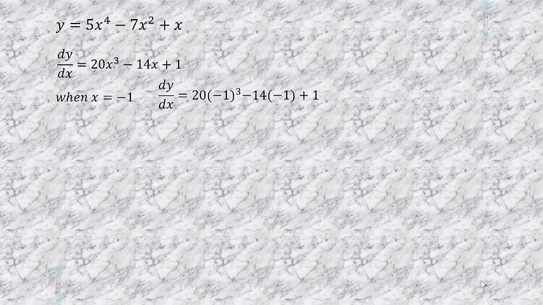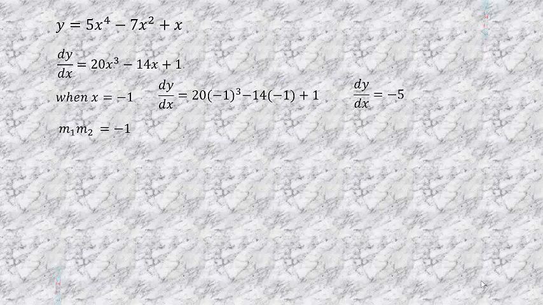So when y is this, dy/dx is 20x raised to the power 3 minus 14x plus 1. So when x is equal to -1, I will substitute -1 inside dy/dx, which is equal to -5. Also note that m1 is the gradient of the tangent. So when m1 is equal to -5, it means that m2 is equal to 1/5.